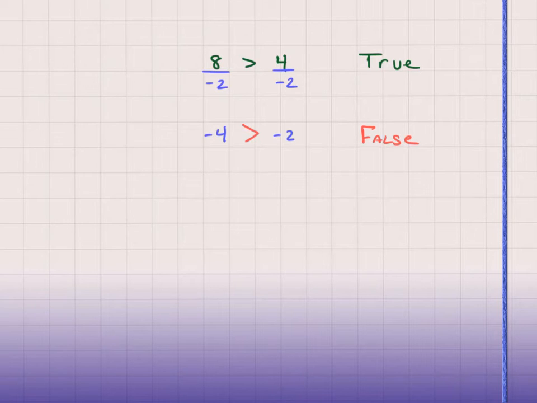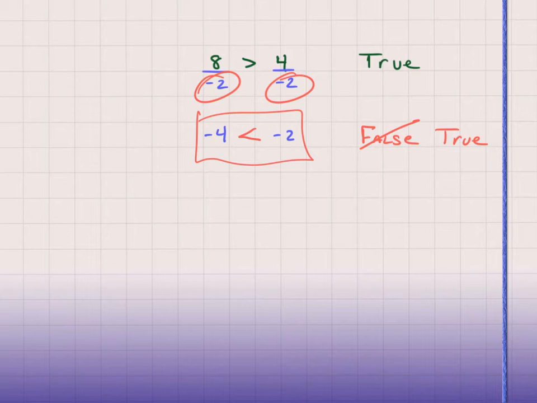But when I divide by a negative, if I remember to flip that inequality, then the statement will still remain true. Okay? So anytime you divide by a negative, you have to flip the inequality to make sure you're still dealing with a true statement.